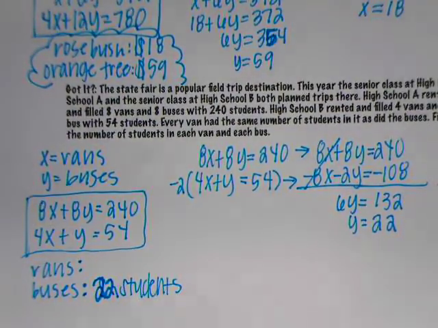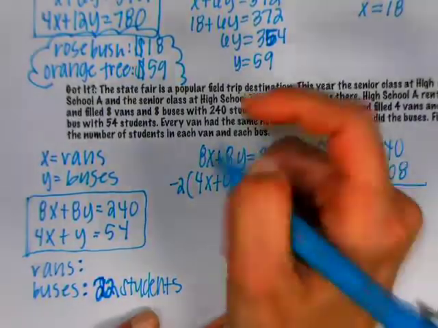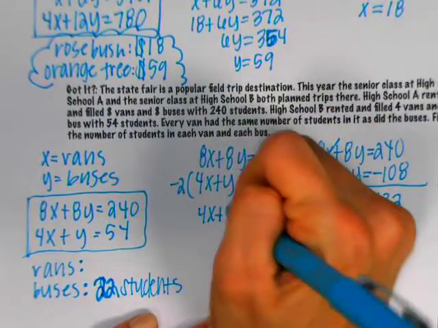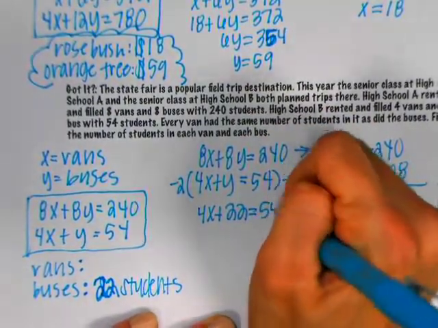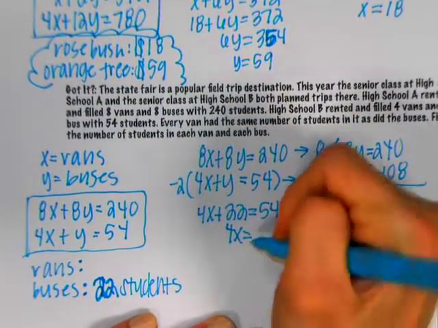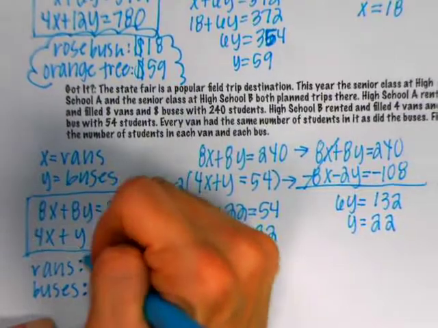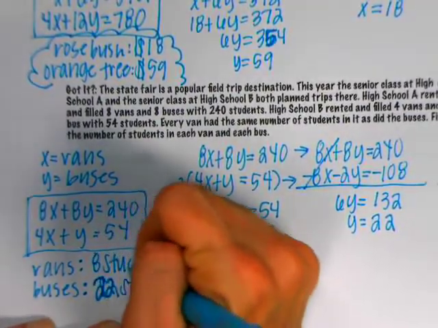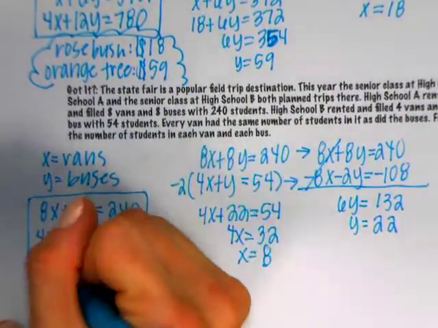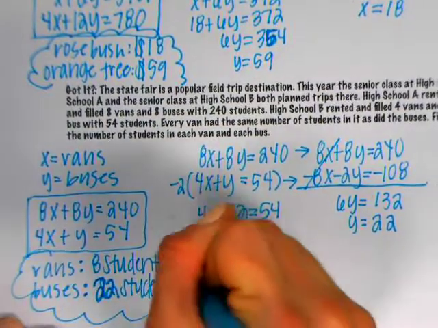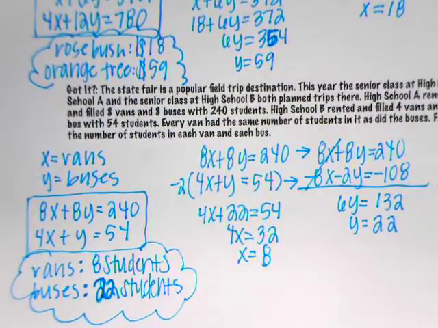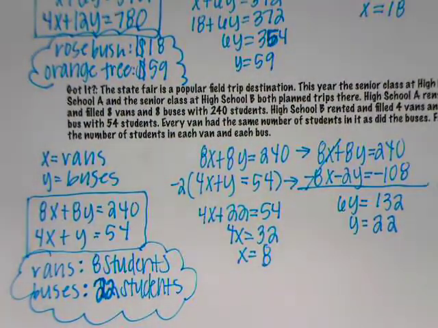And then I'll plug that in. The bottom one, 4x plus 22 equals 54. So 4x equals 32, and x equals what? 8. Yep, so a van's gonna have 8 students. Yep, good. Questions? Cool.